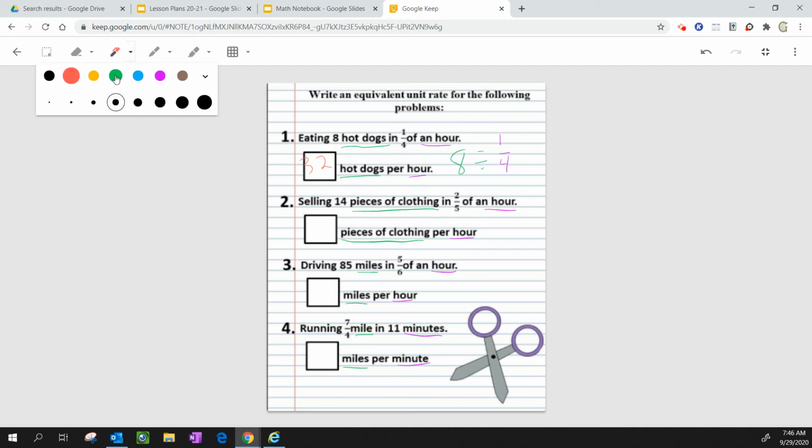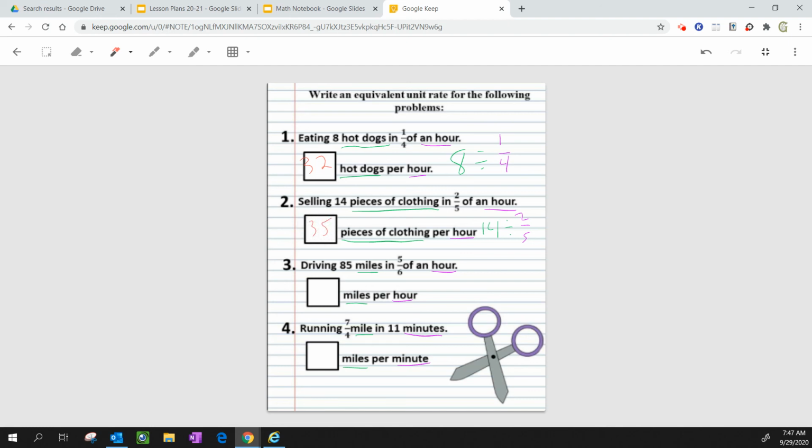Let's try the next one. 14 pieces of clothing in 2/5 of an hour. So I have to do pieces of clothing first. That's 14 divided by my hours number, which was 2/5. When I figure that out, in my calculator I press 14 divided by 2, ABC, 5, and I get 35.